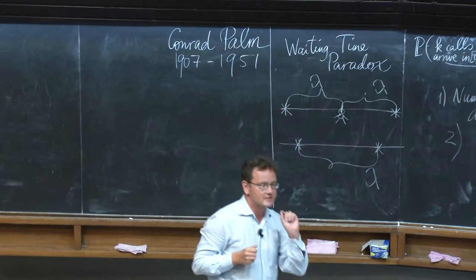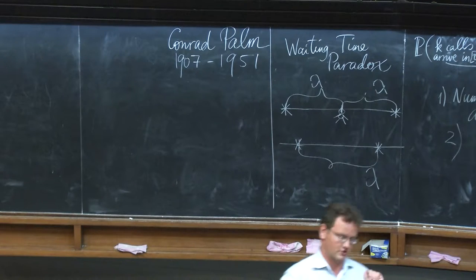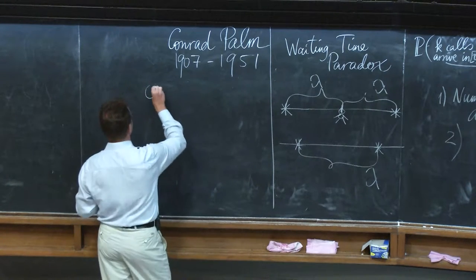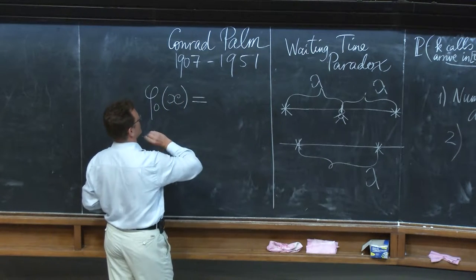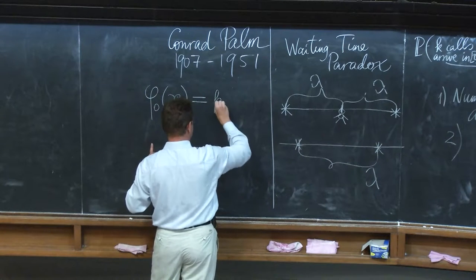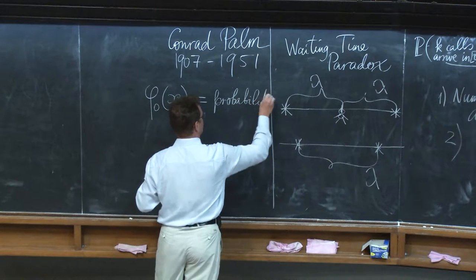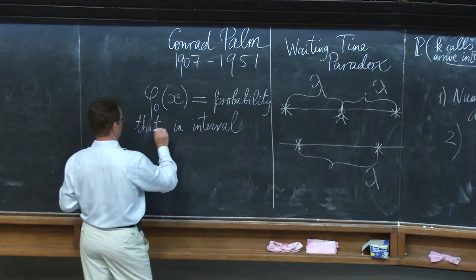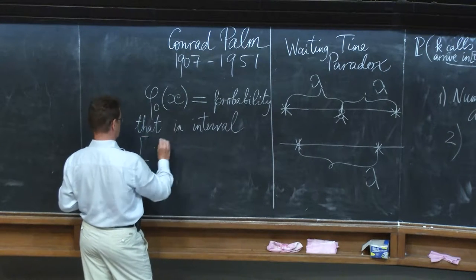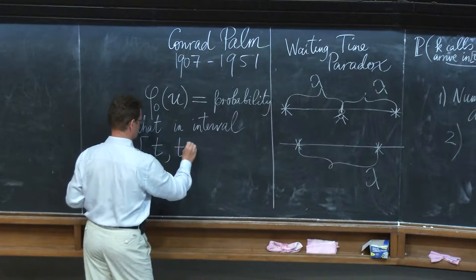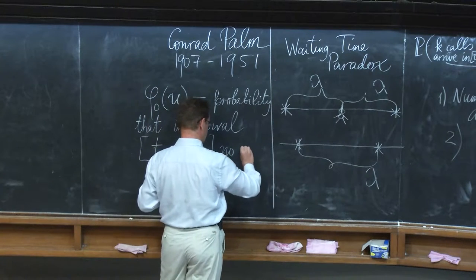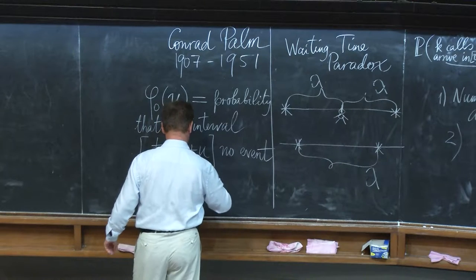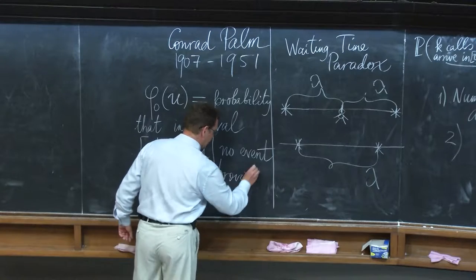Konrad Palm suggested to consider the following function, which he called the Palm function. This is function phi naught of x. So he considers stationary flow. They always consider stationary flow. And he proposed to consider phi naught of u, which is the probability that in the interval t plus u no event has occurred. And now comes this important point, provided an event occurred at time t.